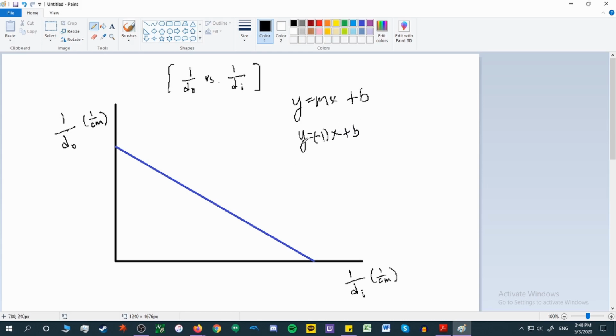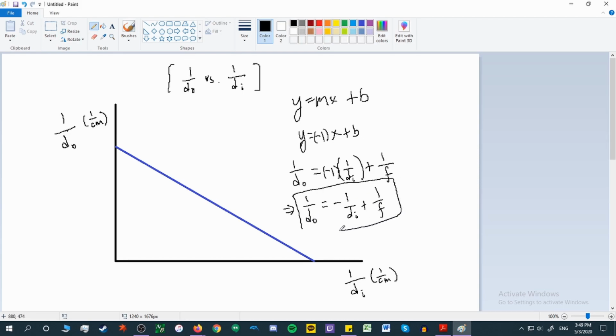Now, if you replaced the variables y, x with the correct variables like we asked you to, and we just do that right here real quick, y turns into 1 over do, -1 times the x turns into 1 over di, plus, in the b we found, the y-intercept was 1 over the focal length. Not just the focal length, but the reciprocal focal length. So if you simplify this all out, I'm just going to apply the negative. So we get -1 over di plus 1 over f, which is what you should have gotten as your equation of the line.